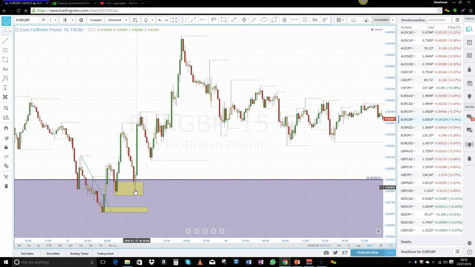And you see the move out of it. Boom. This is just using supply and demand. You can use indicators as well if you want, but remember the foundation must always be supply and demand.